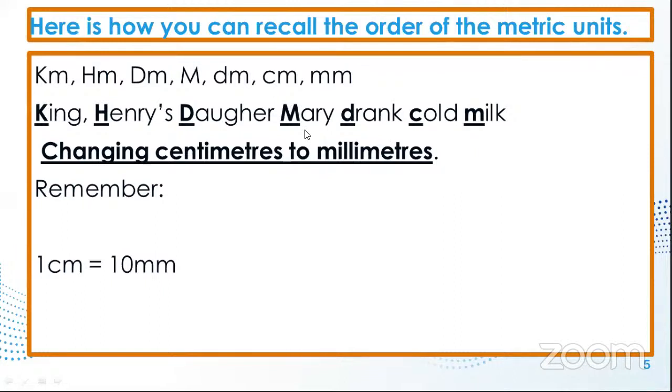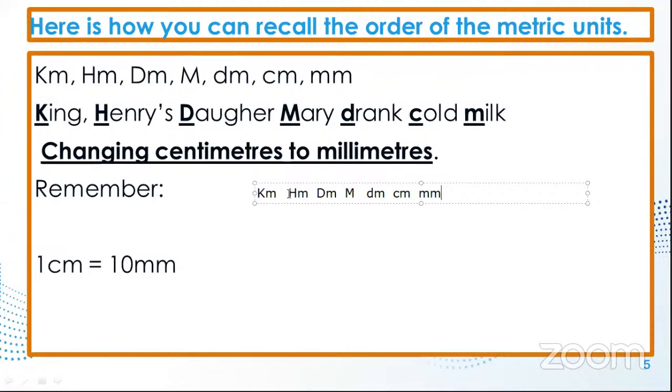So learners, let me write it like this. I'm going to write kilometers, hectometers, after hectometers decameters, meters, decimeters, then centimeters, and millimeters.